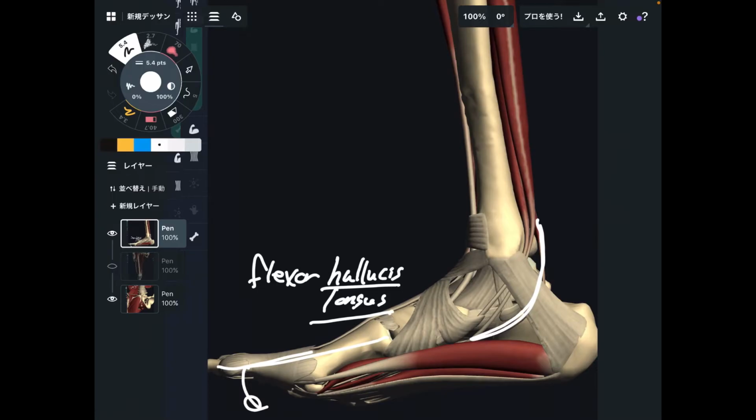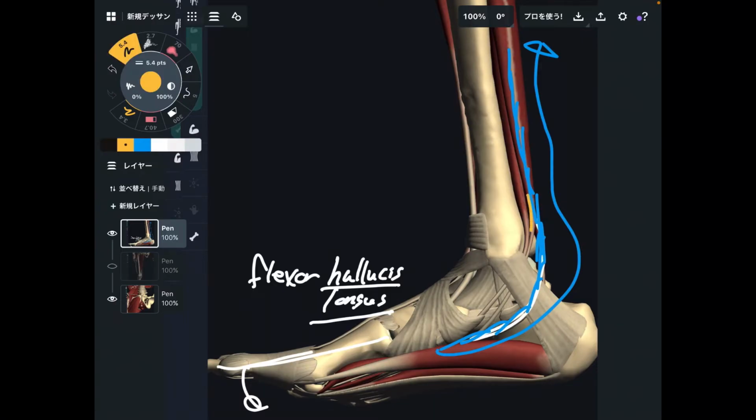Tendency is foot muscle that has longus originates from here, tibia and fibula. So it's a long muscle. Thus, you can follow this orientation up to upper part of lower leg. Okay, this is very important to know. Anyway, this is flexor hallucis longus.